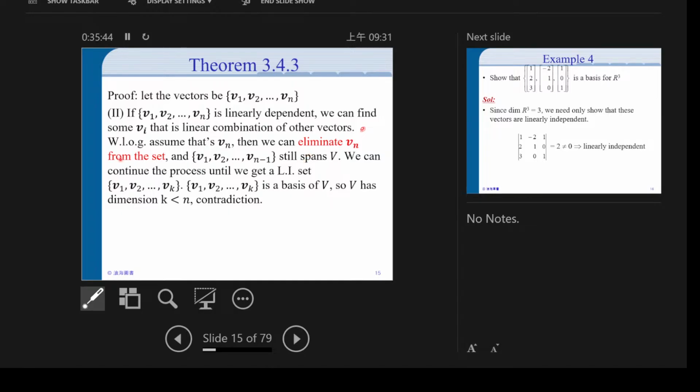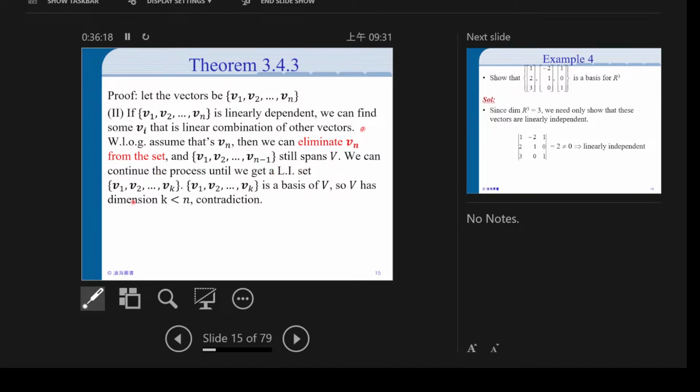And so this elimination process is actually also very important. It is something we'll keep arguing. This is how we can get an LI set from another set. But anyway, we can keep doing this, and at some point we will get a linearly independent set, V1 to Vk, that are linearly independent. We can keep doing this elimination until we get the LI set.